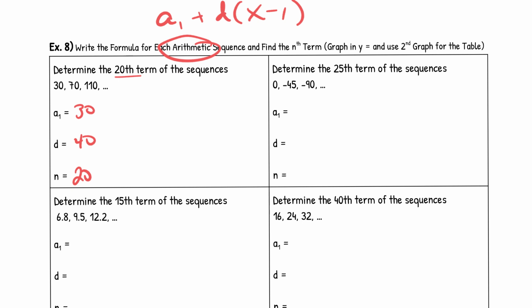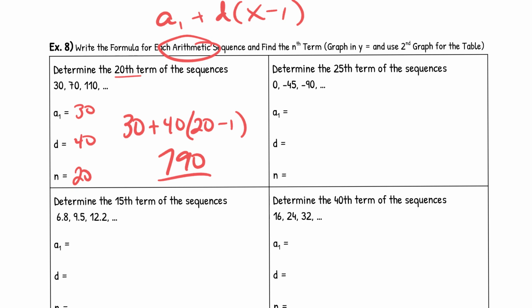So when we plug this in, we'll have our first term plus the difference times the term we're looking for minus 1. We put that in the calculator, and our resulting number is 790. That means the 20th term is 790.